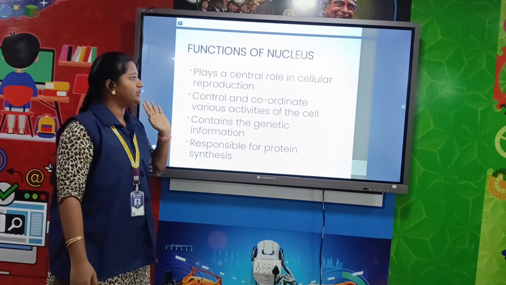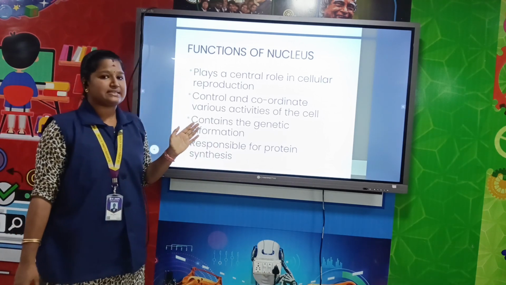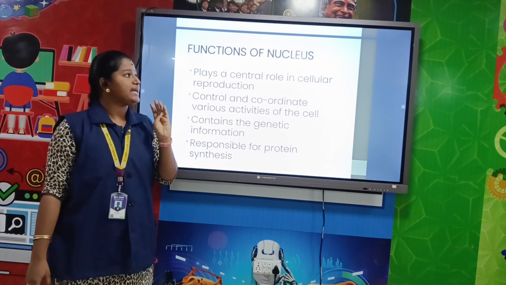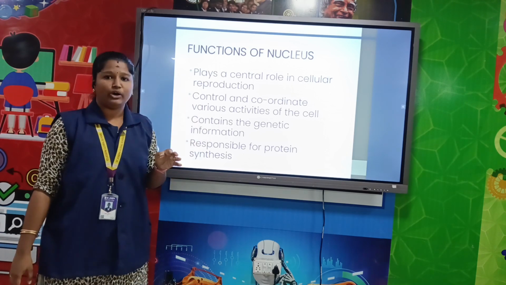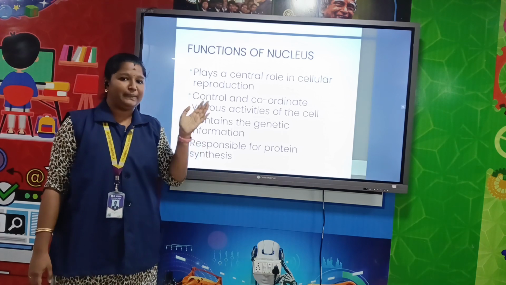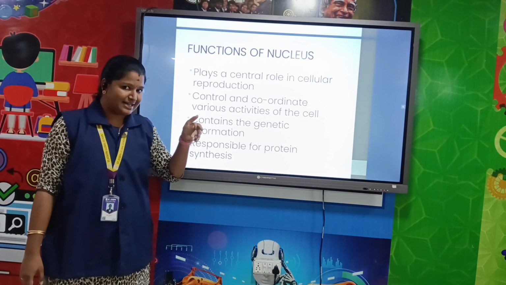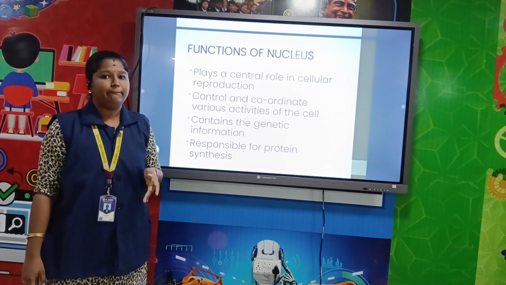Okay, so now we are seeing about the functions of the nucleus. The nucleus plays the central role in cellular reproduction. DNA replication is followed by transcription, then translation, and after that we get the proteins.